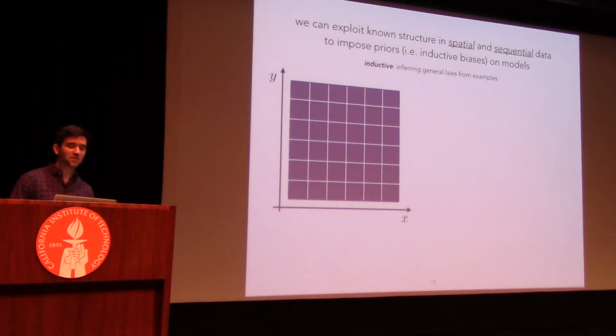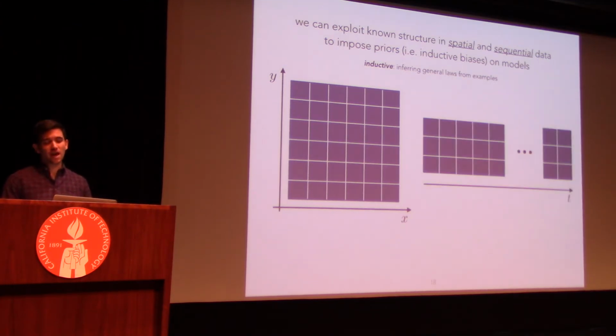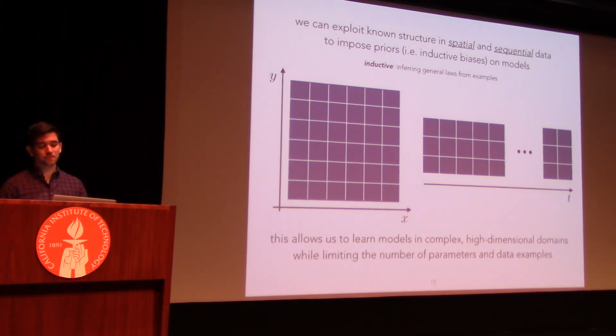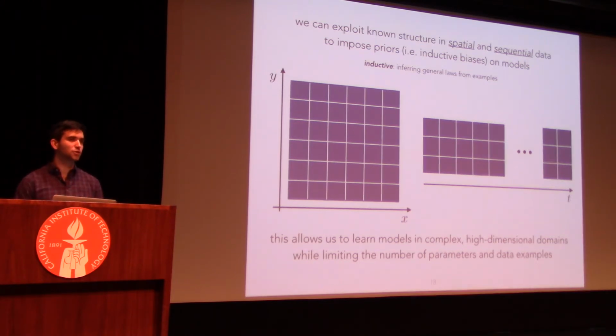So in the first part, we're going to be discussing spatial data, and we'll talk about convolutional neural networks. And in the second part, we're going to discuss recurrent neural networks, which are really good at handling sequential data. This is going to allow us to learn models on really high-dimensional complex domains, and to limit the number of parameters so that we can actually learn these functions.